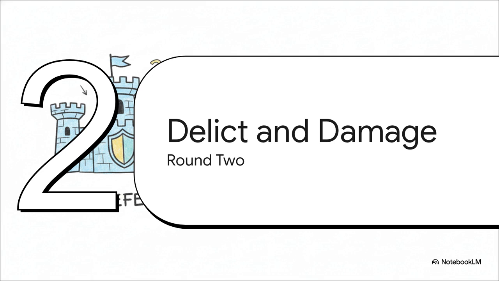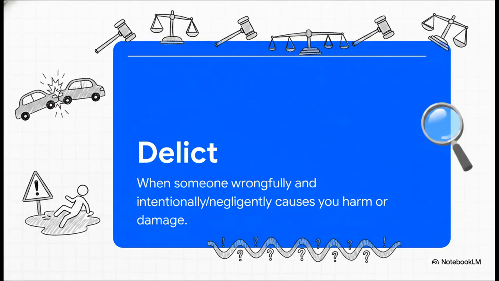Moving on to round 2. Delict and damage. Let's leave contracts behind for a second and explore a very common arena in South African law. In simple terms, a delict happens when someone wrongfully and either intentionally or negligently causes you harm or damage. If you get into a car accident because someone wasn't looking, or if you slip and fall on a wet floor at a grocery store because there was no warning sign, those are delicts.